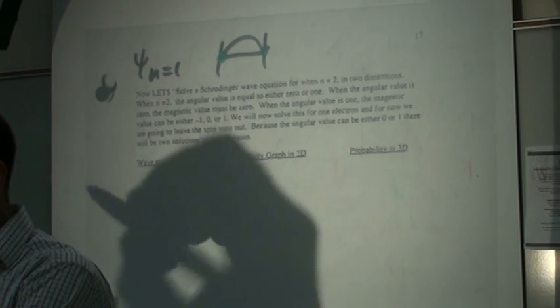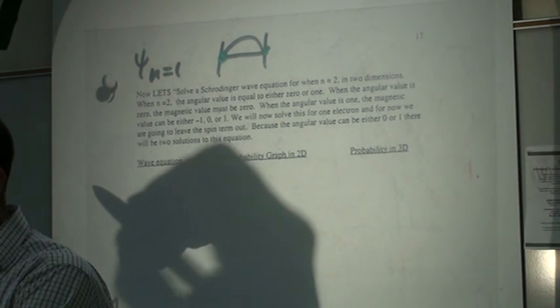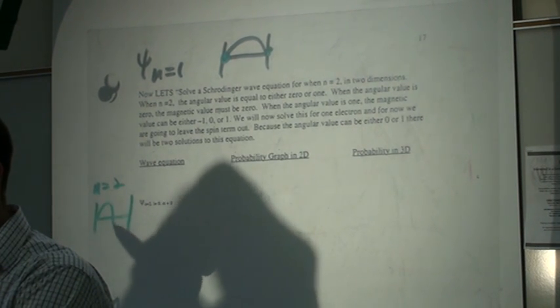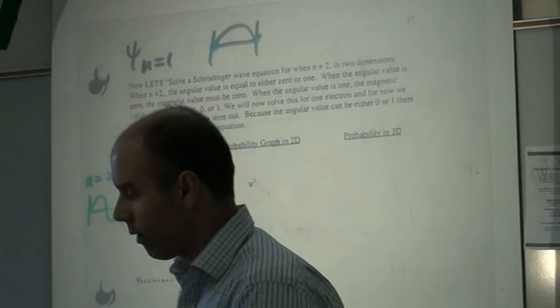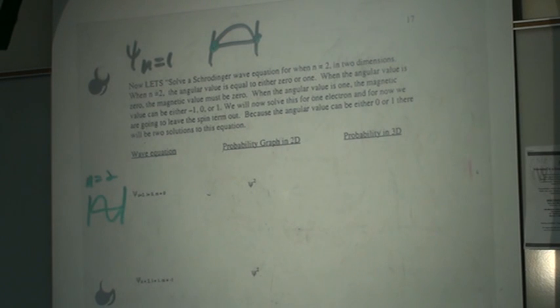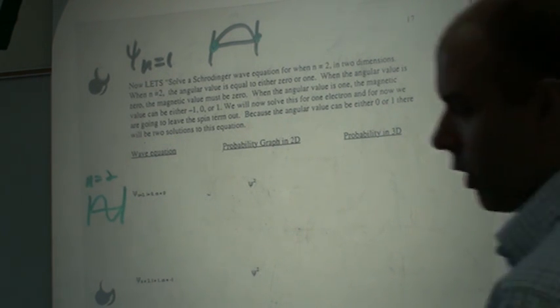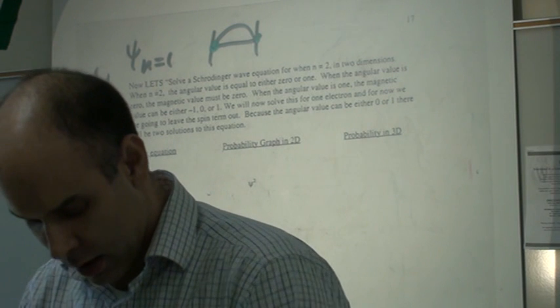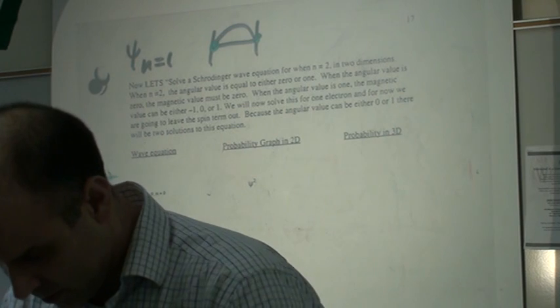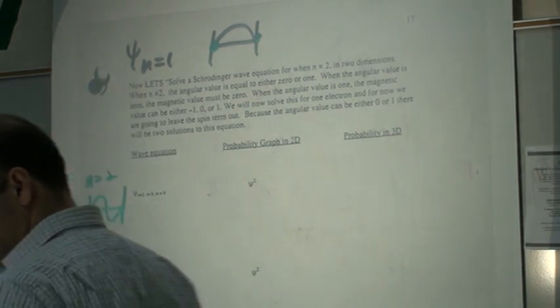Well, what if I go to the second fundamental wave? The second fundamental wave would be n equal to 2. How many nodes do I have with the second fundamental wave? 3, right? A node is where the amplitude is 0. So when I draw my graph, we're going to end up with 3 nodes eventually.